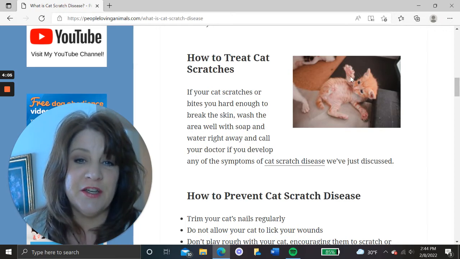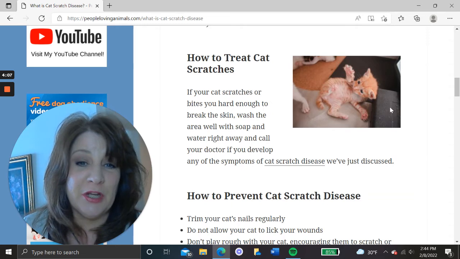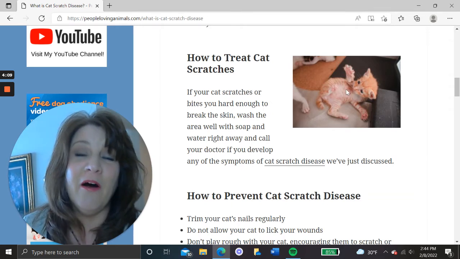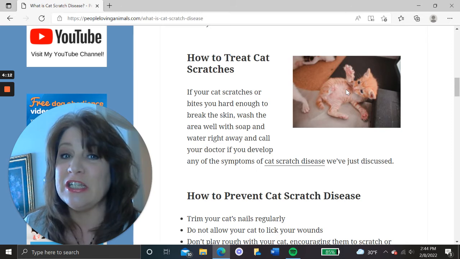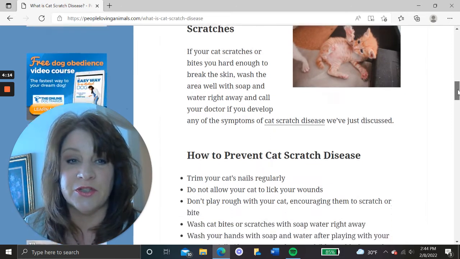Look at this little scratchy kitten. For those of you who have ever owned a kitten, oh, those little claws hurt. Their little teeth, too. Oh, my God, they're like extra sharp.